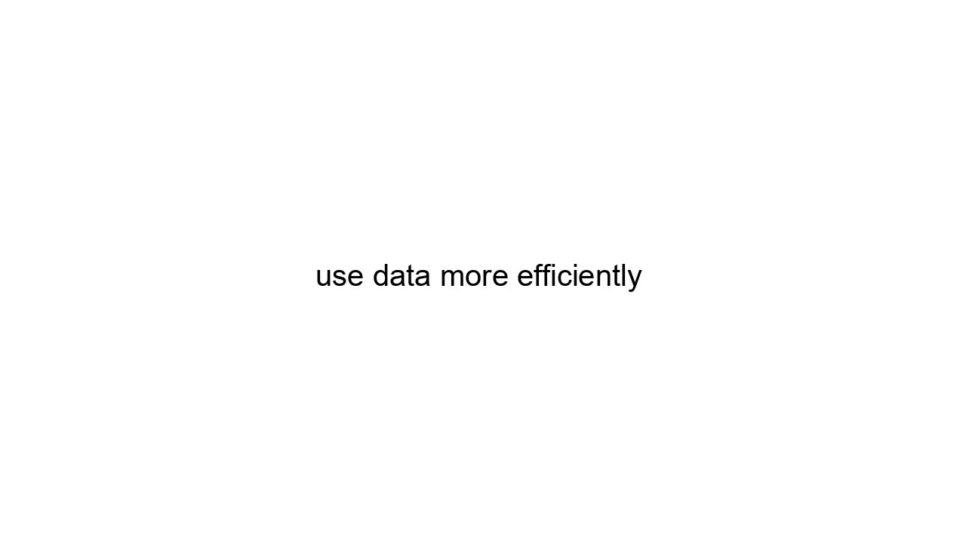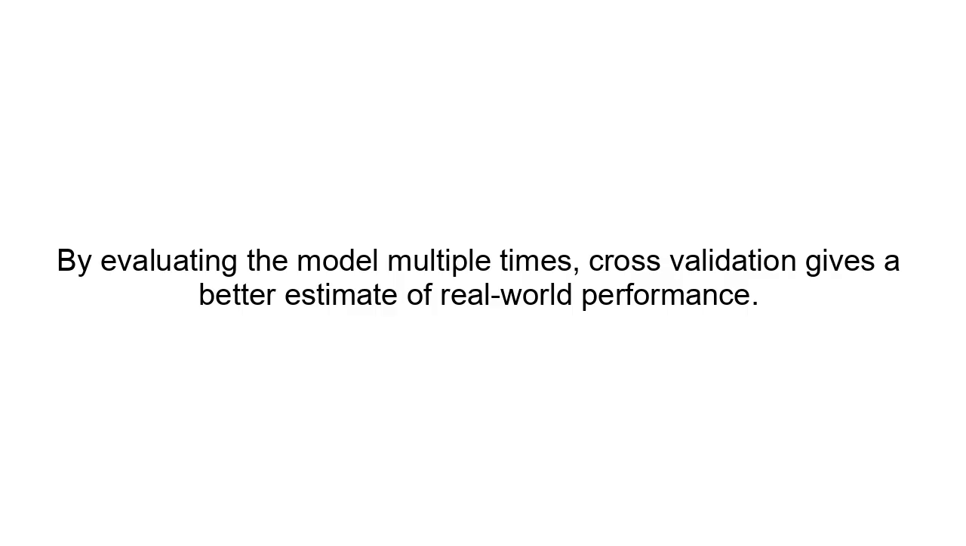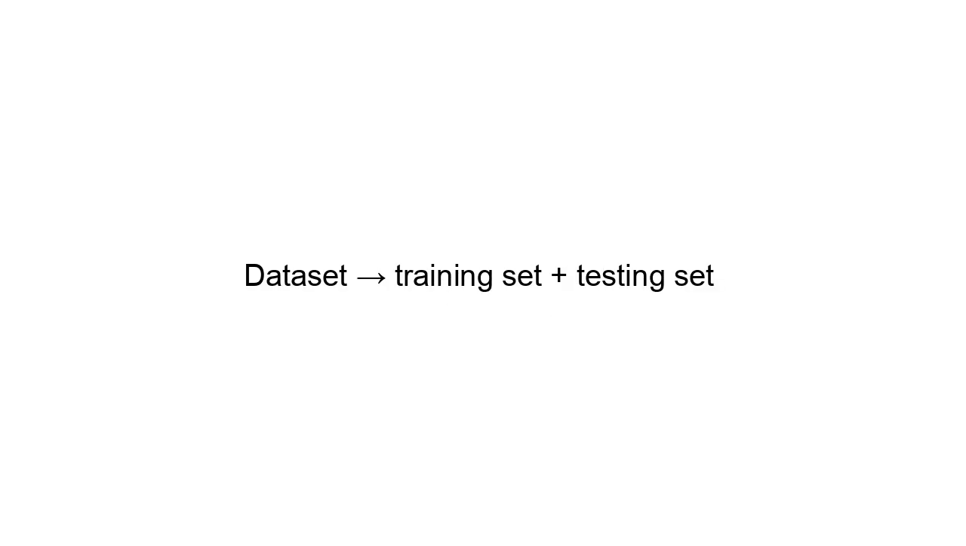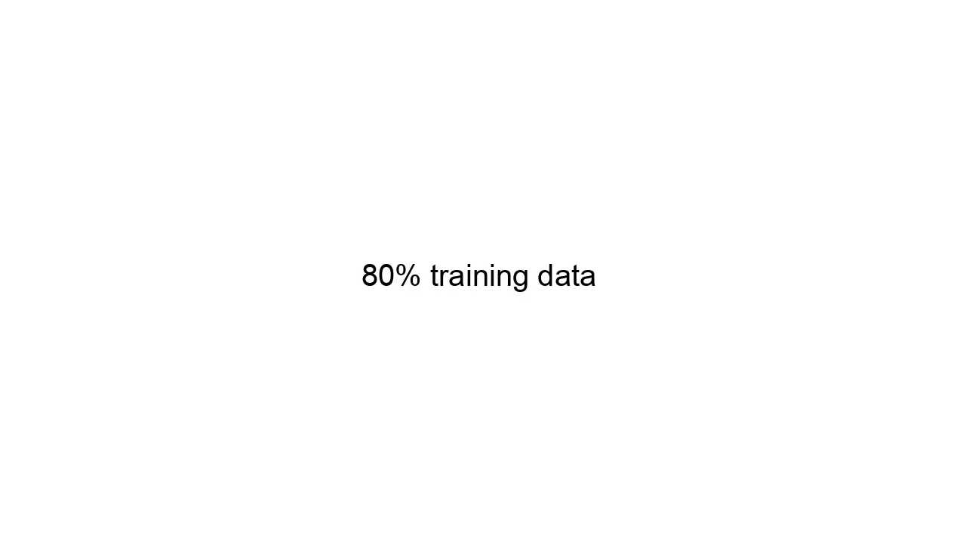Basic train test split. Before understanding cross-validation, it is helpful to understand the basic train test split. Example concept: dataset means training set plus testing set. Typical split: 80% training data, 20% testing data. However, this method may not fully represent the dataset distribution. Cross-validation improves this process.